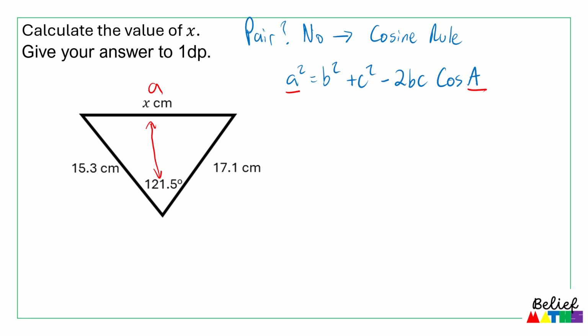So this is little a, this is big A, and then b and c can be either way around. It doesn't make a difference. Now because we're finding a side, we can just use the standard cosine rule, which is given to you on your formula sheet, and you can sub all the values in.